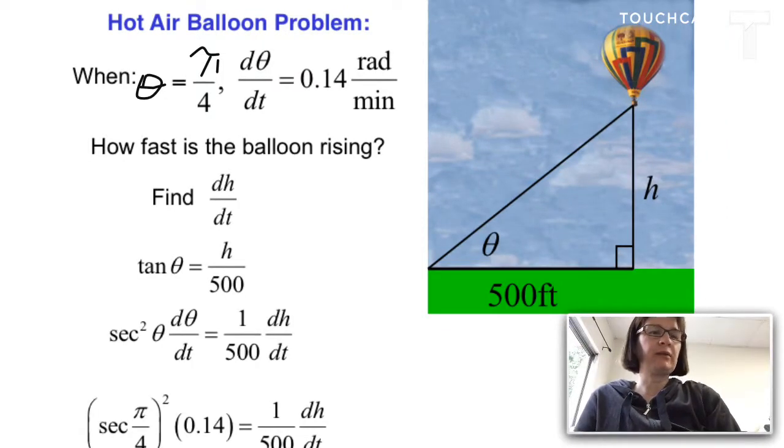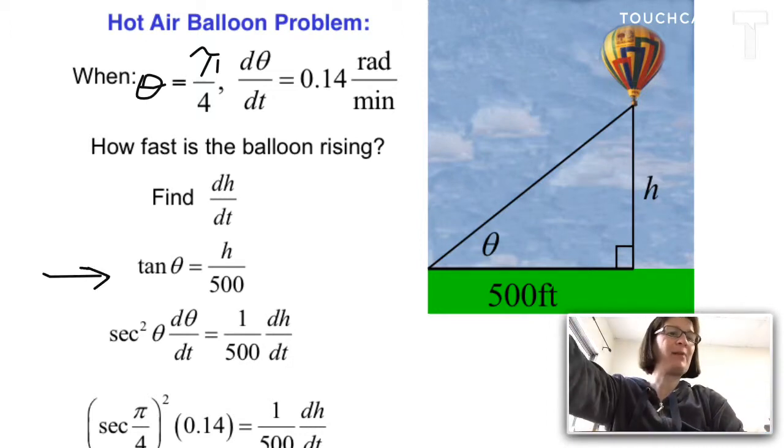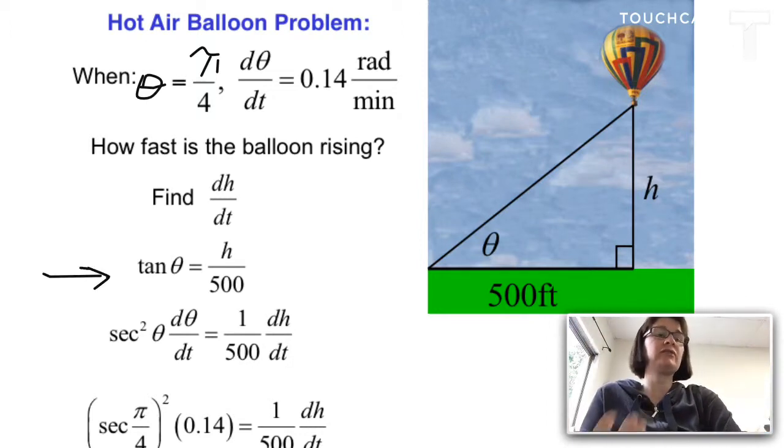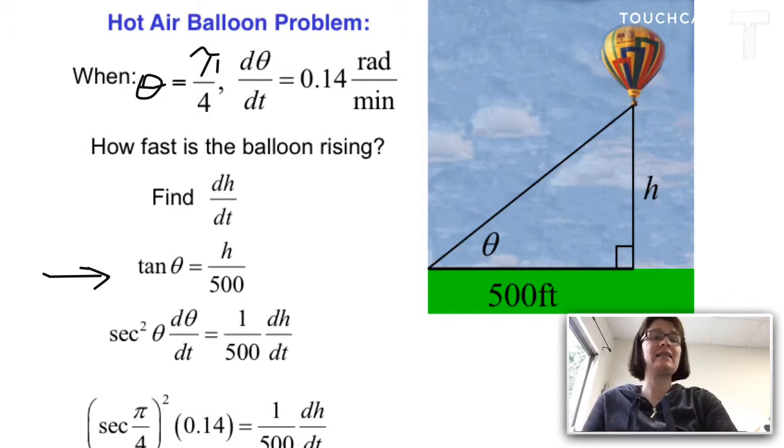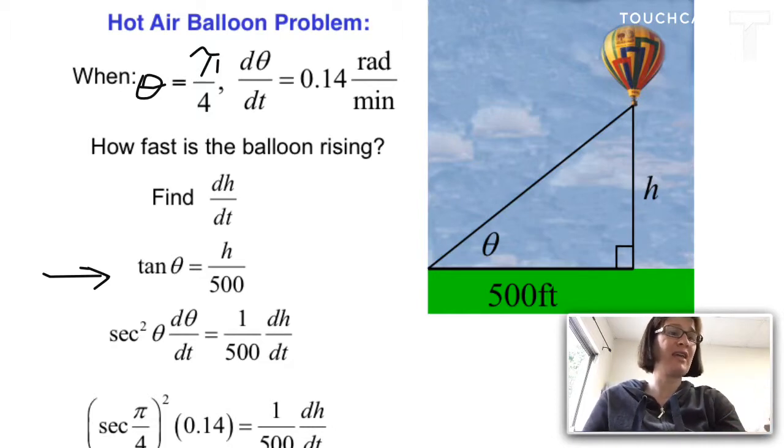So this is the equation I'm going to write. It says that the tangent of an angle is the opposite side divided by the adjacent side. So tangent of theta is h over 500. Then my next job is to take the derivative of both sides with respect to time. Well, the derivative of tangent theta with respect to theta is secant squared of theta. We need to multiply by d theta dt. Here, over here, this is 1/500th h. So the derivative of 1/500th h is 1 over 500 times dh dt.